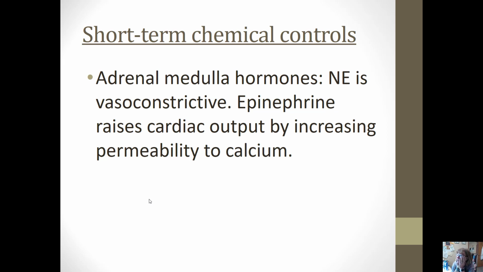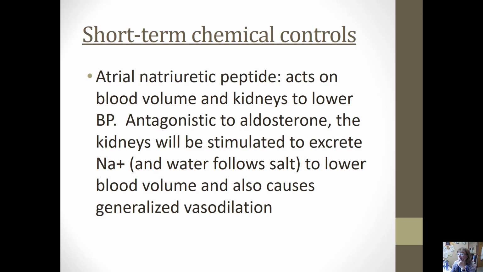Norepinephrine is vasoconstrictive. Epinephrine can increase cardiac output by increasing permeability to calcium so that cardiac muscle beats more strongly. That will then increase peripheral resistance and increase blood pressure. A second one, which is going to lower blood pressure, is atrial natriuretic peptide.